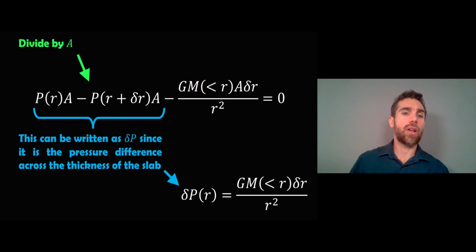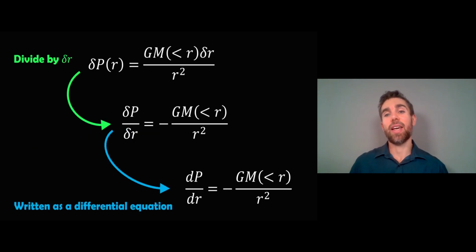Okay, so now what we can do is take the A out, the area, because it's on all of those bits there. So we divide by the A, that removes it. And since this is a difference in the pressure, because it's a pressure difference across the slab, we can write it as delta P instead. So what we've done there is we wrote delta P at R is equal to the gravitational force at the same location, basically. So we've now got this expression here for the difference in pressure across it.